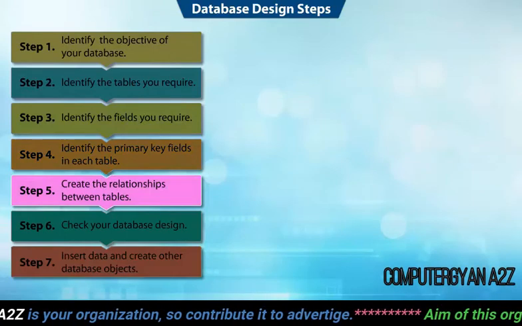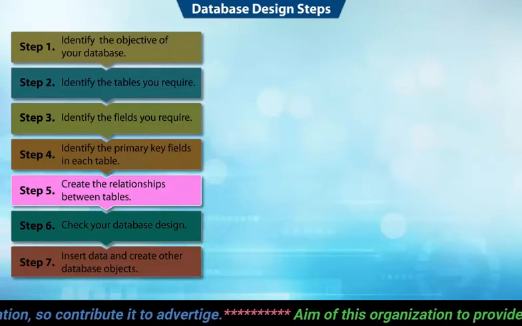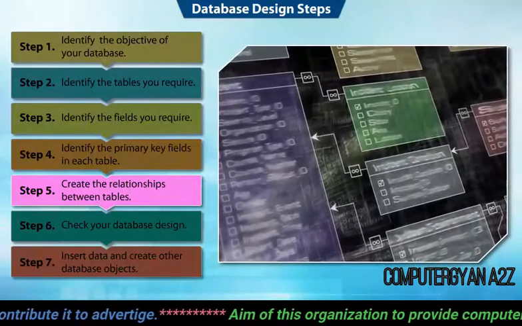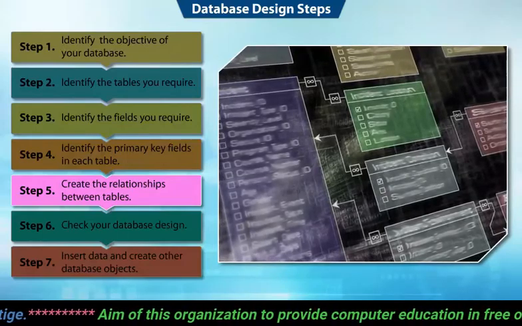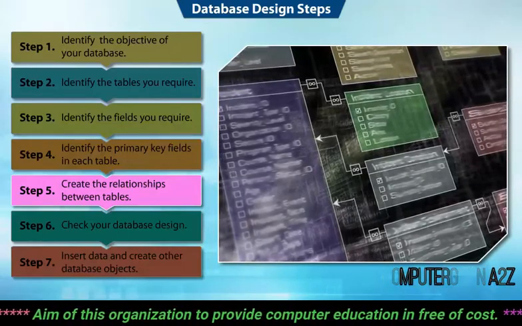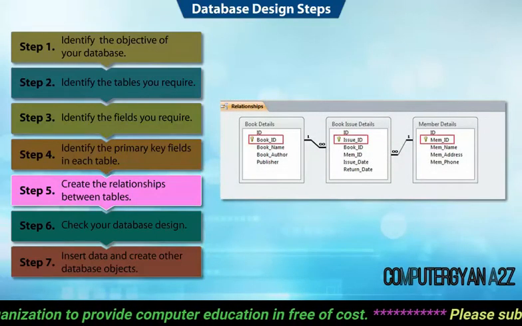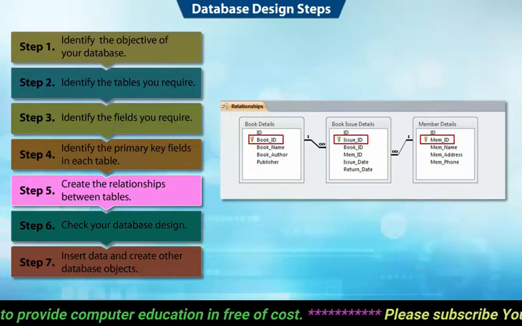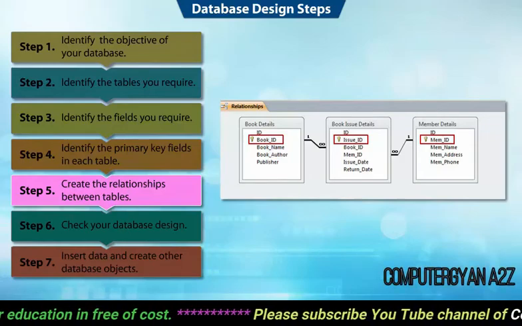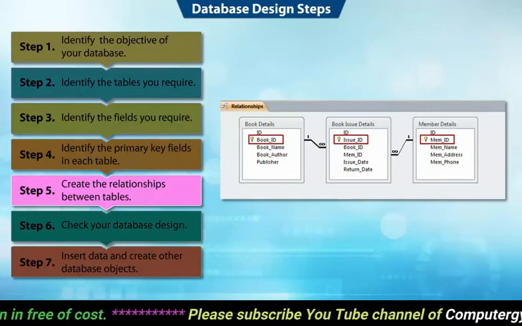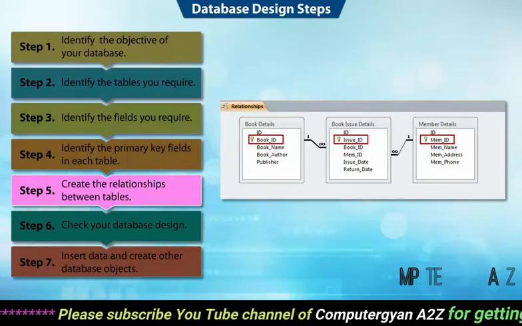Now that your tables are in place, you need to relate them to each other in a logical way. To do this, you need to define the relationships between tables. The relationships tell Microsoft Access how to bring related information together in order to create the report or find the answer that you are looking for. Tables are related by using the common fields within them.